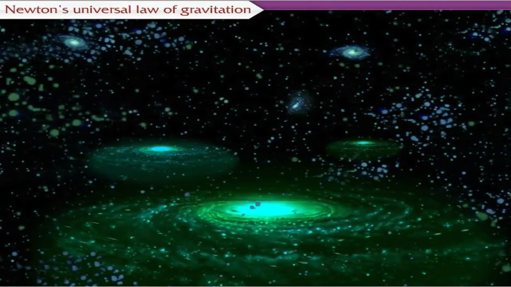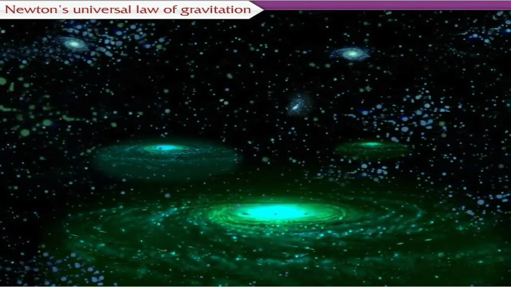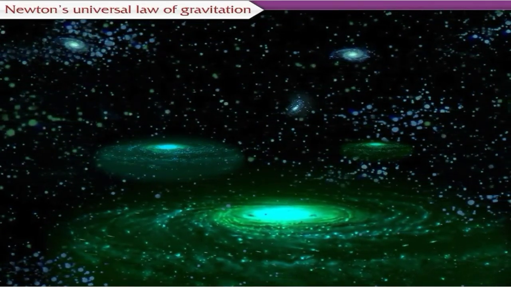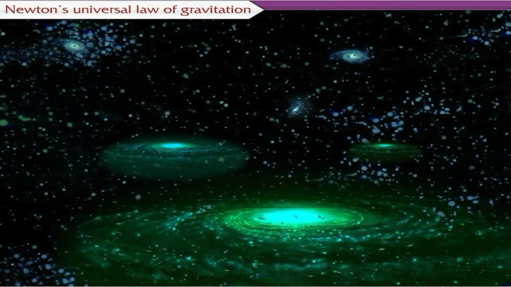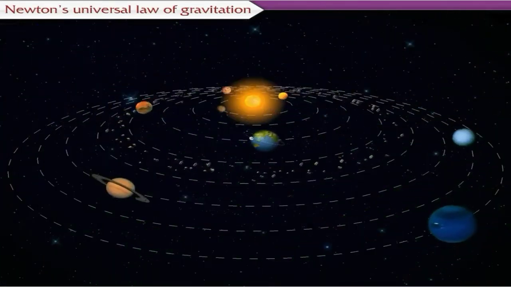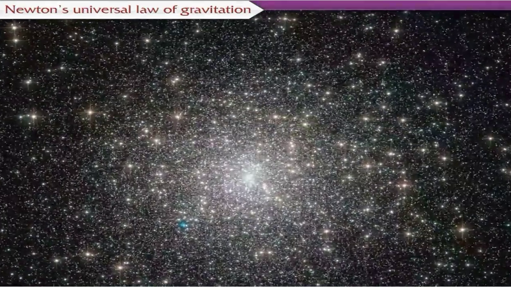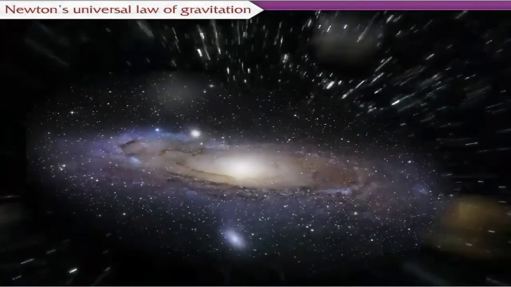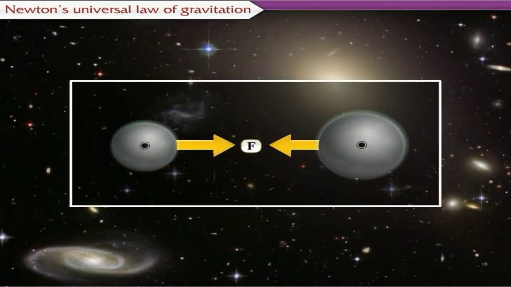The gravitational force is much weaker than other forces in nature, but it controls the universe and decides its future. This is possible because of the huge masses of planets, stars, and other constituents of the universe. Come, let us understand how to calculate the gravitational force between two objects.